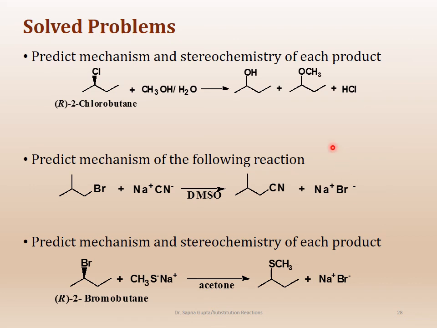Here are some problems to think about. Predict the mechanism and stereochemistry of each product, or what happens in the reaction. So here we're starting with R-2-chlorobutane. This is what the compound looks like, and here is our nucleophile. This is a secondary halide, and because this is a secondary halide, it's kind of tough to decide whether to go with SN1 or SN2.